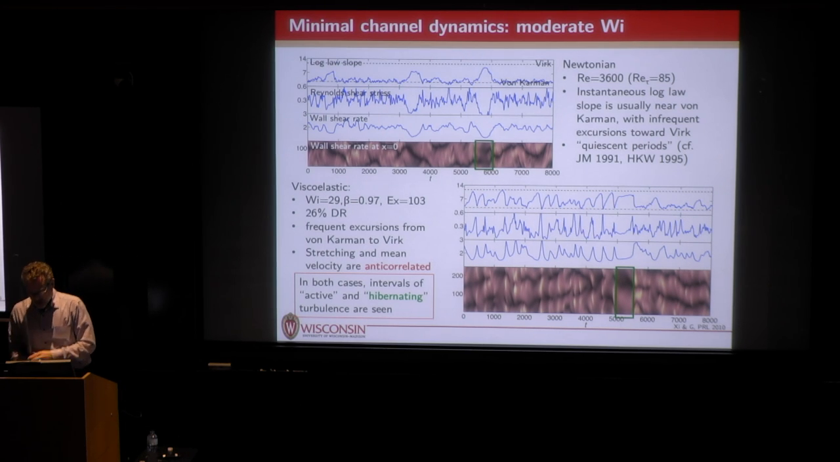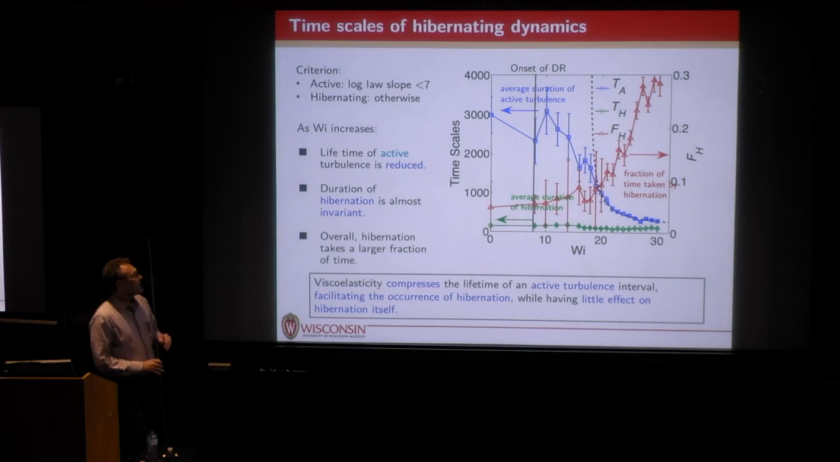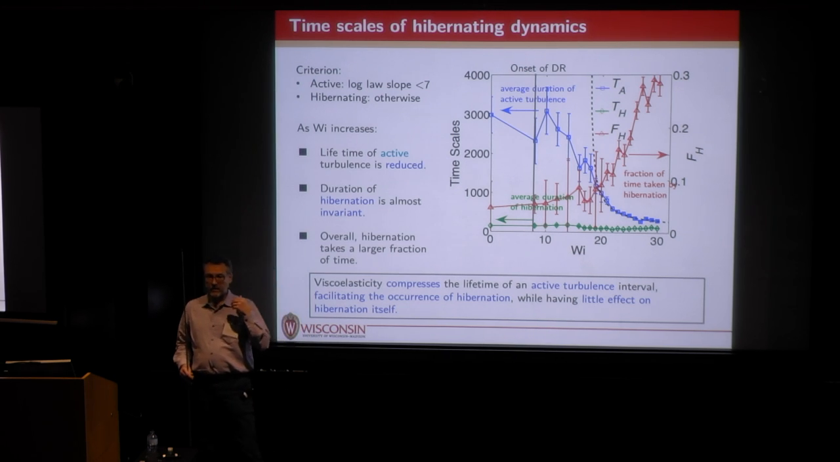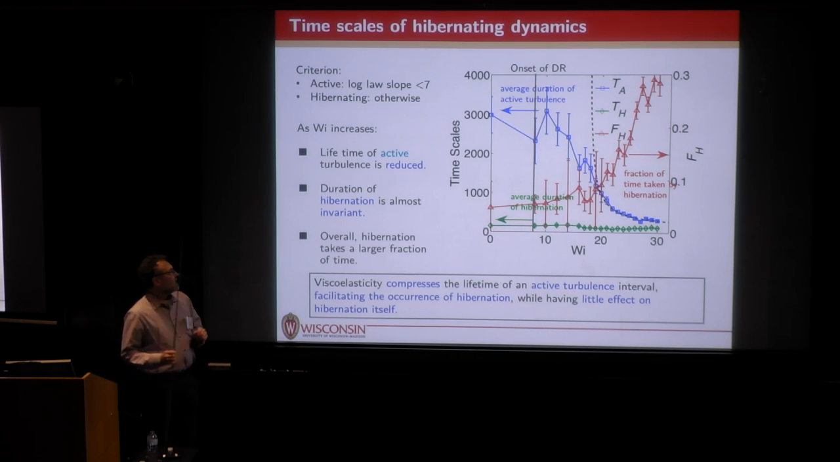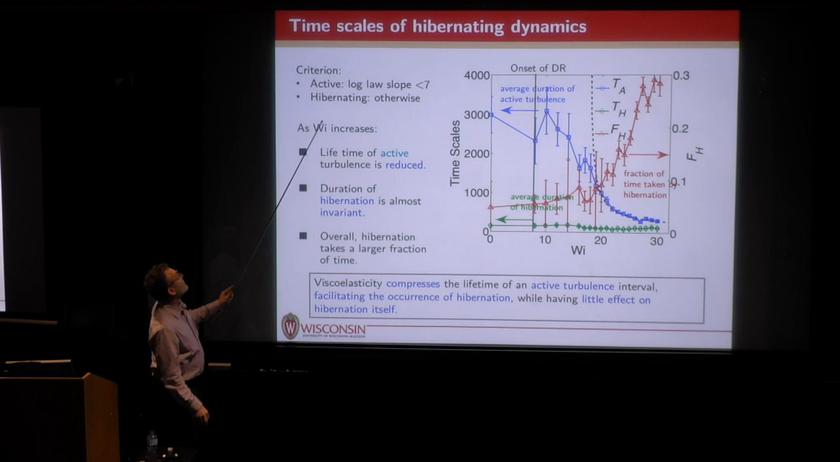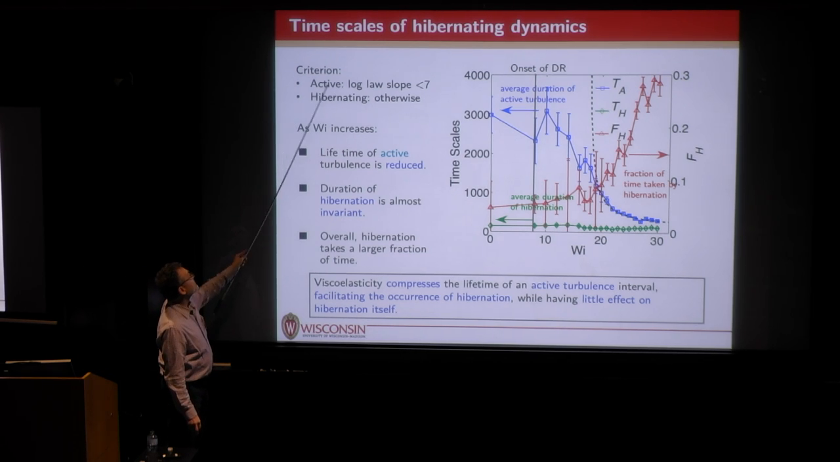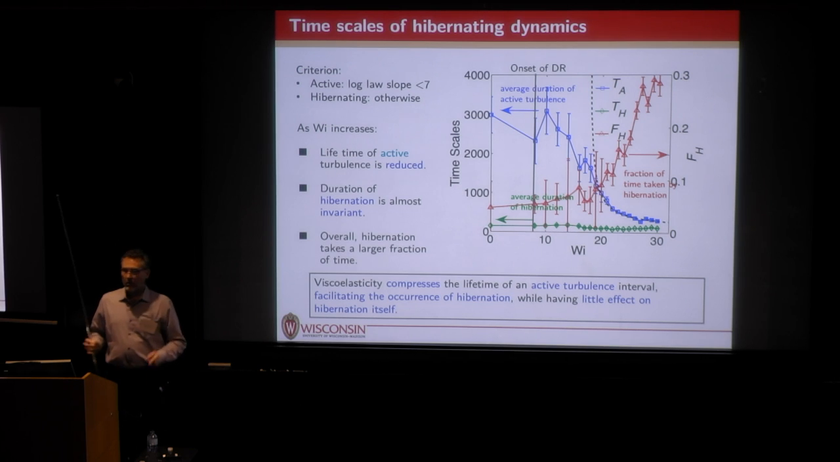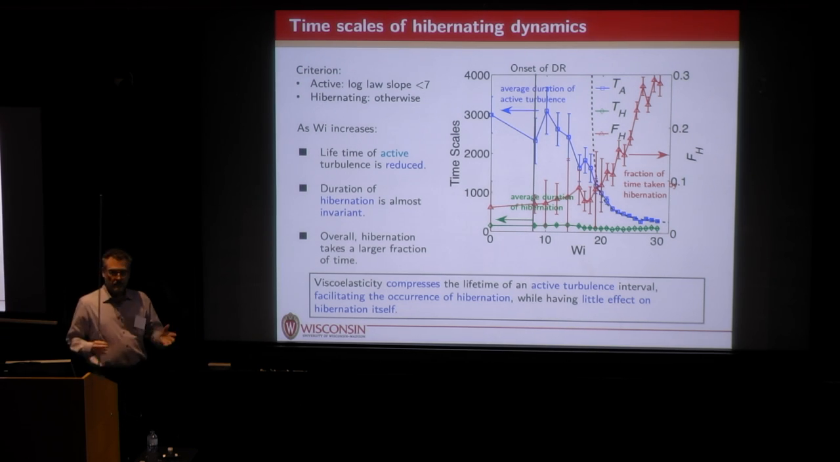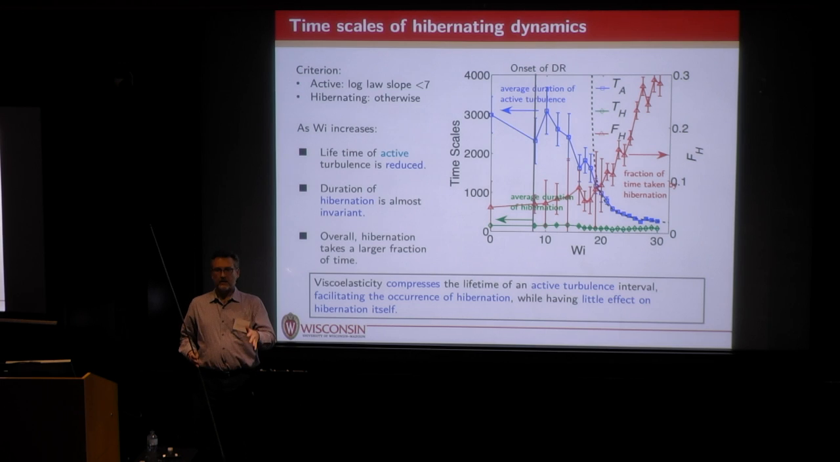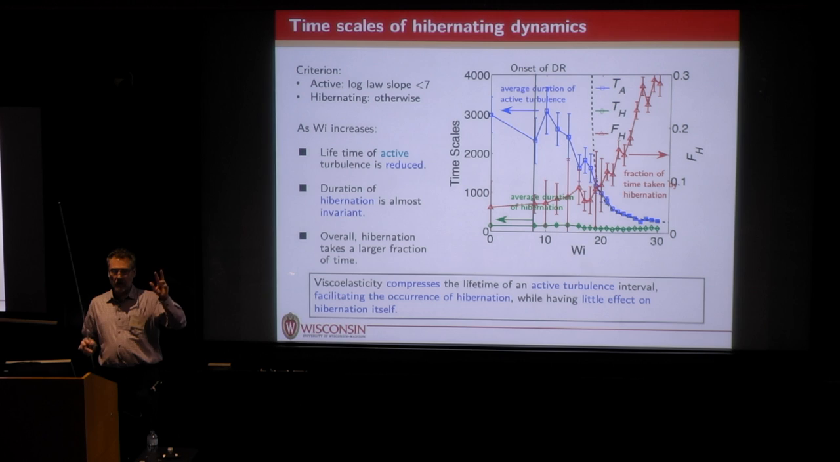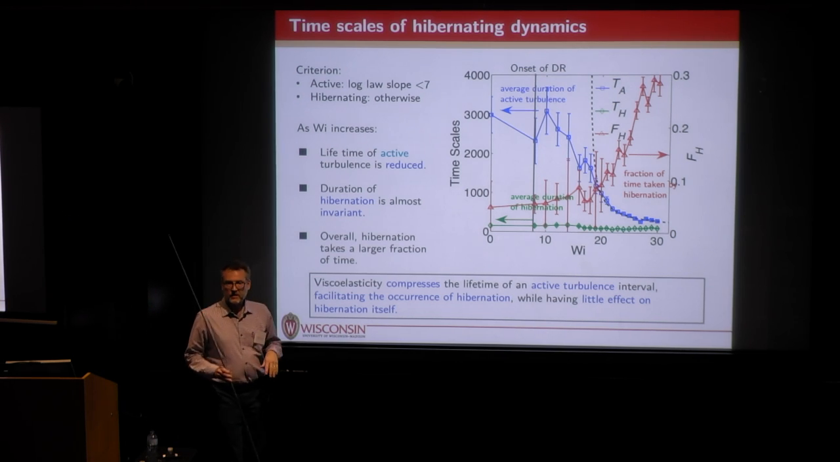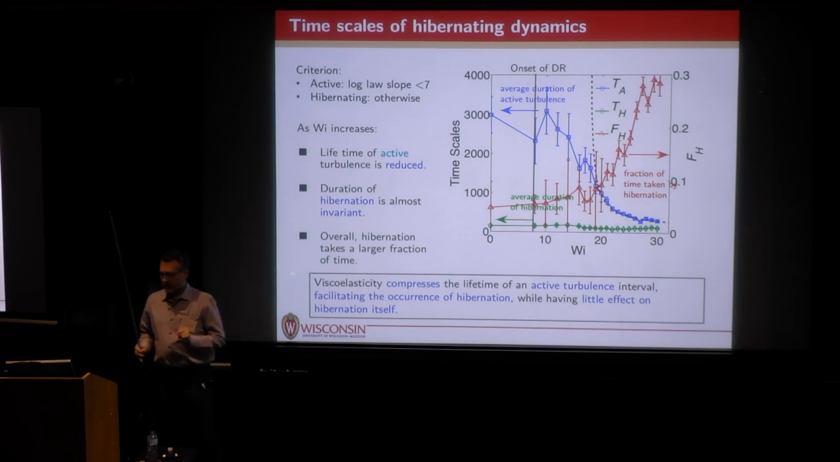All right, so we can characterize that. We can characterize the average duration of these intervals. Just for the sake of having some nomenclature, we called the regions where the turbulence looked relatively normal active regions. If you looked at the instantaneous mean velocity profile, it looked like a Newtonian profile. The hibernating regions had a profile where the log law was well above the Newtonian case. So we have active and hibernating; those are the two states.